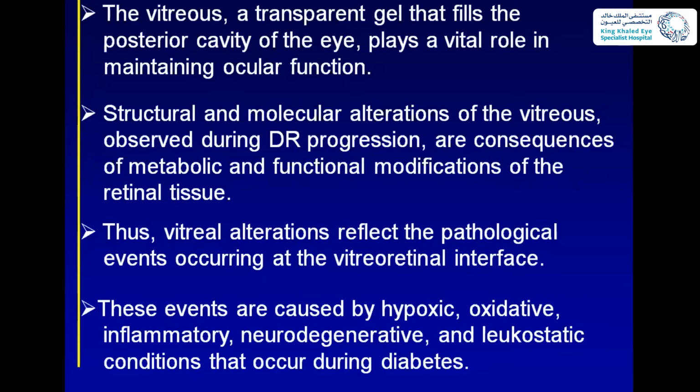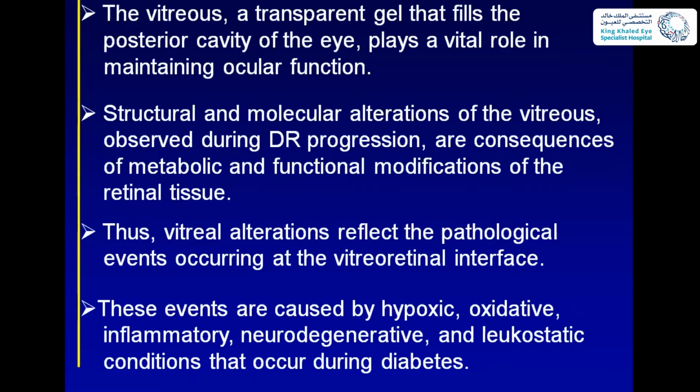And suppose there is a problem in the vitreous. Of course, there is a surface between the retina and the vitreous. Then pathological vitreous alteration takes place at the interface between the vitreous and retina. All these events occur because of hypoxic, oxidative, inflammatory, neurodegenerative, and leukostatic conditions that occur during diabetes.